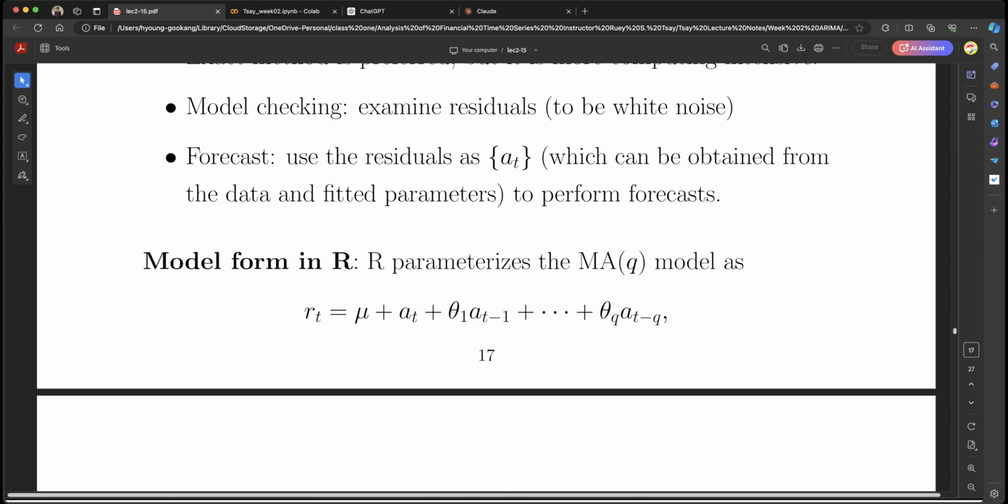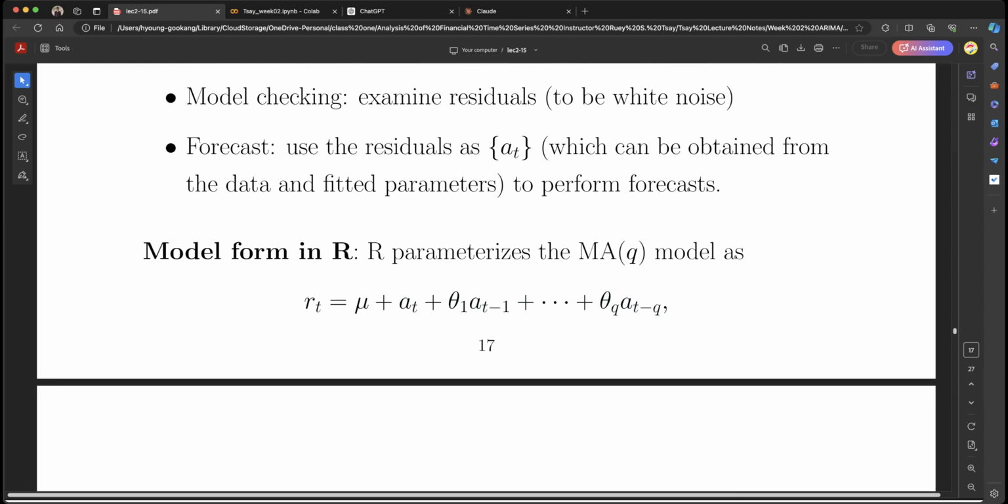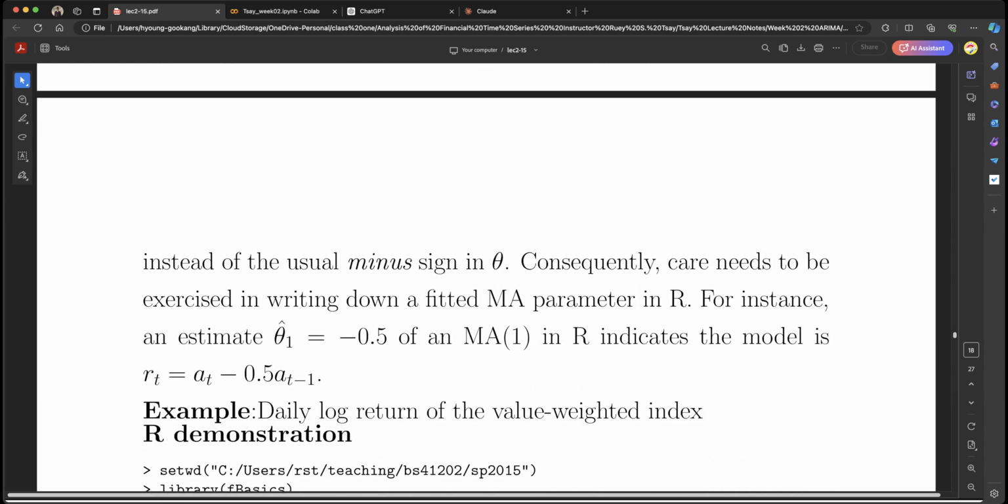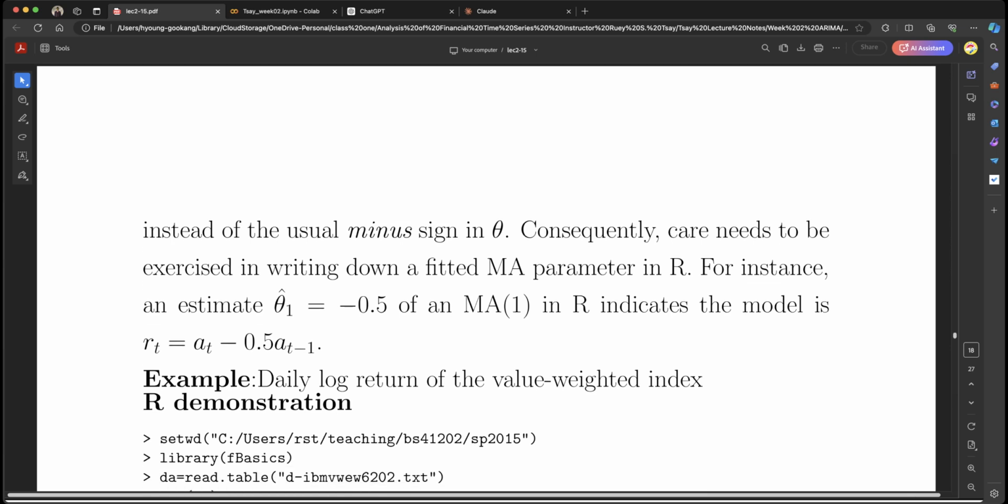The model in R is parameterized as an MA(q) model, something like this. Instead of the usual minus sign in front of theta, consequently, care needs to be exercised in writing the fitted MA model in R. For instance, theta hat equal to minus 0.5 for MA(1) in R indicates the model is a_t minus 0.5 a_t minus 1.